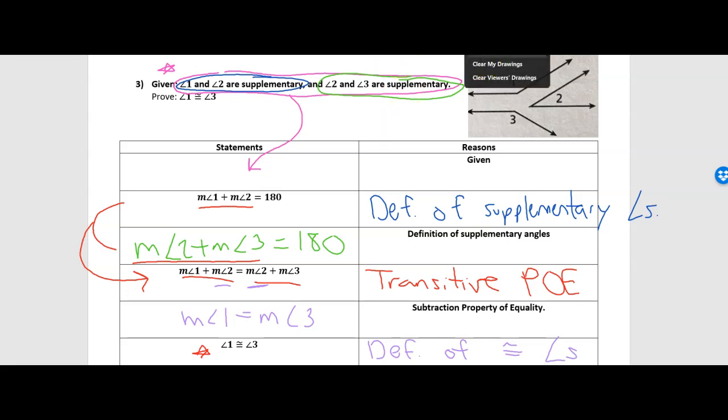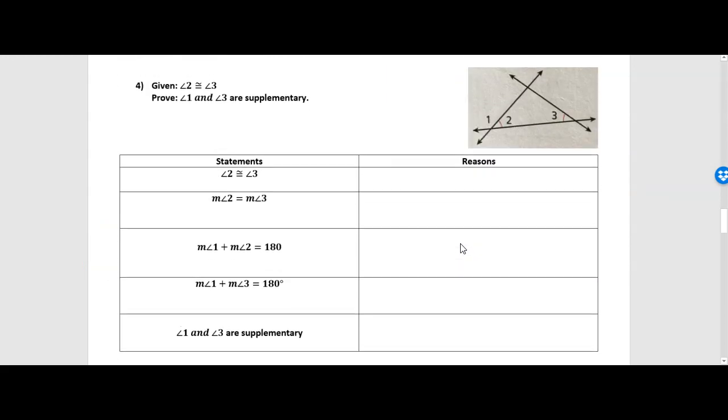Okay, let's look at one more, then we will end the video. Okay, we are told that, and again, pause it, of course, before you come back and watch it, so you have a chance to attempt it yourself. Here we are given that angle 2 is congruent to angle 3. Notice that they already give you the tick marks on your diagram, so you don't have to put them there again. And then we are trying to prove that angle 1 and angle 3 are supplementary.